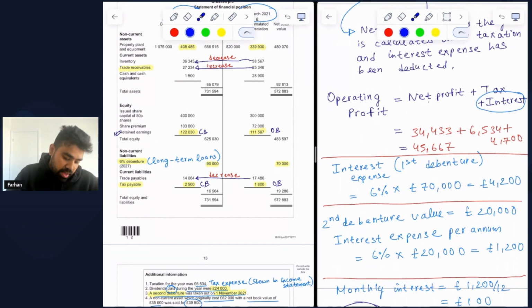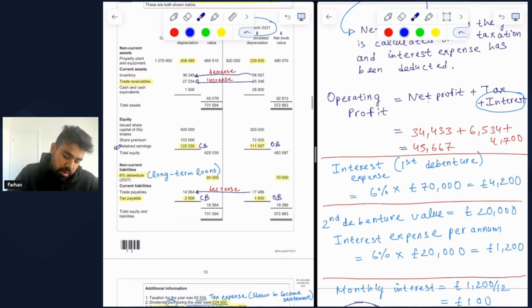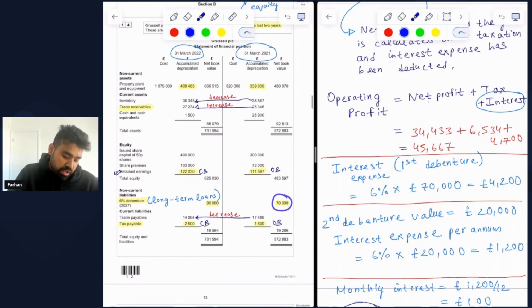You will see that at the end of the previous financial year, which is 31 March 2021, we had $70,000 worth of debentures in the books. And at the end of the current financial year, we have £90,000 worth of debentures in the books.